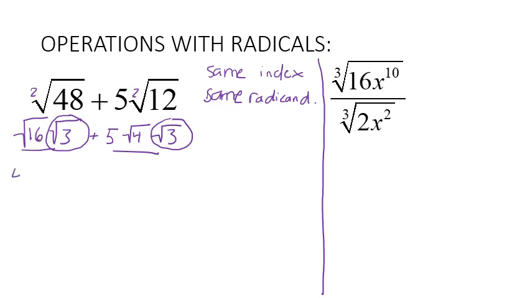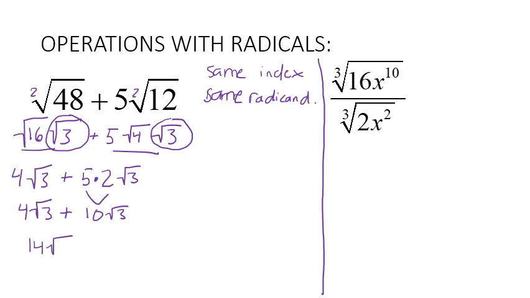The square root of 16 is 4. I still have root 3 next to that, plus my next term, 5 times the square root of 4 is 2, and I still have my root 3. The next step, I can't do anything else with 4 root 3, but I can multiply my 5 times 2. That's 10 root 3. Okay, now I have my same index, they're still square roots, and the radicand is now the same. They're both a 3. So I can add the constants in front together to get 14 and root 3.